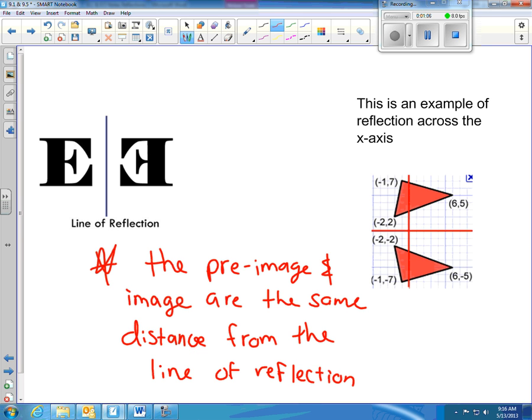So if we look here, this bottom of our E on both sides is the same distance. Here we're 2 and we go to this direction. Our pre-image is actually going to be the image before flipping, or transforming, reflecting, etc. And the image is the after.